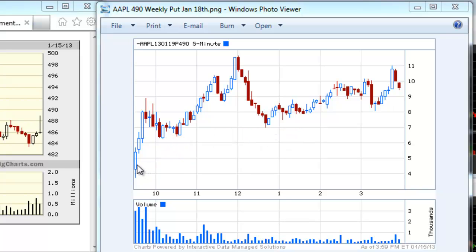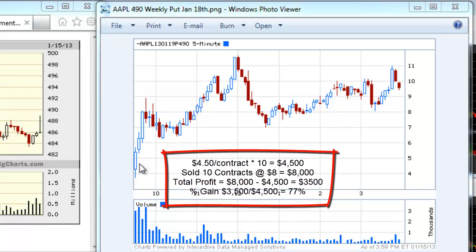Now, the option when this stock was priced at $496 was valued at about $4.50. And once the stock hit $490, you could have sold the option at about $8. The important thing to notice is, in order to buy 10 contracts at $4.50, you're spending only $4,500 to get the same exposure to a position that would have cost you $500,000.